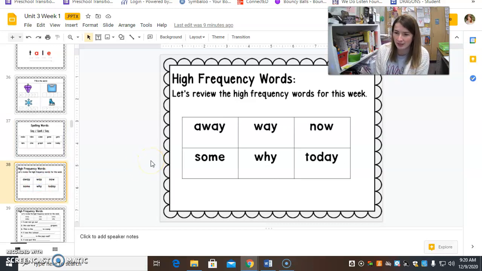Let's skywrite these. Are you ready? This one is away. A-W-A-Y, away. Ooh, there's just way. W-A-Y, way. Now, N-O-W, now. Some, S-O-M-E, some.